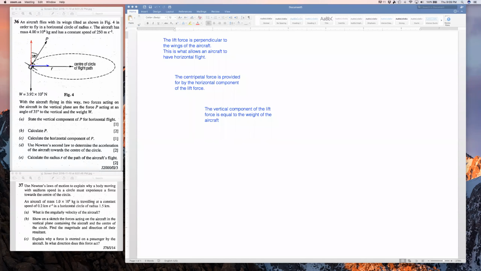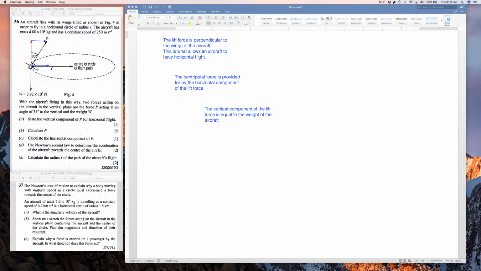So could you tell me, if you look at the triangle here, well, I'm not showing a triangle, I'm showing the two components. I can draw the triangle right here for you, right? And that's a right angle triangle. This is the centripetal force, and this is the lift force.